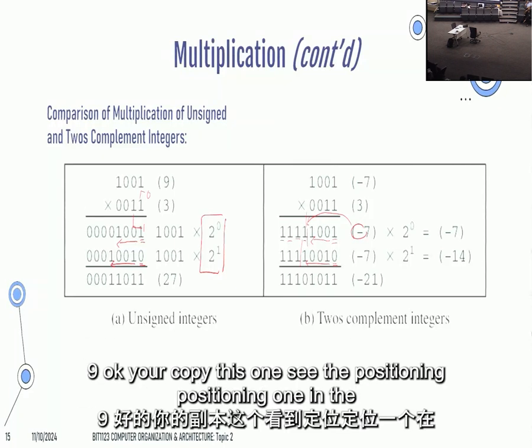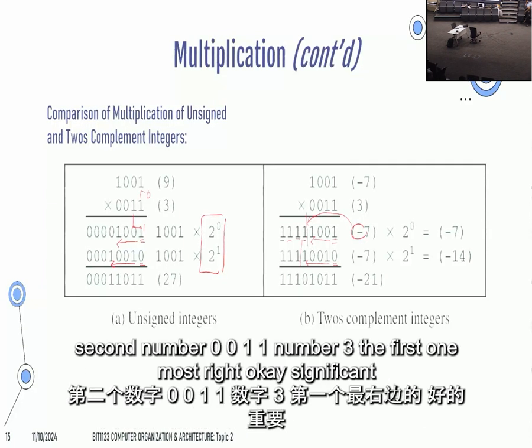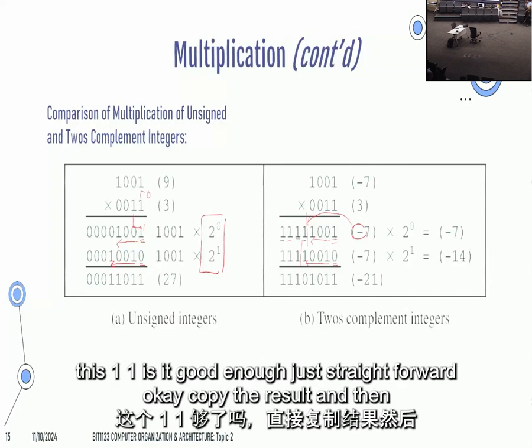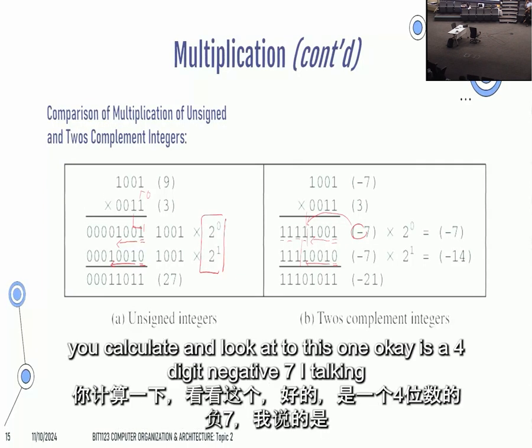Okay, you copy this one. See the positioning. The second number is 0011, number 3. The first one, the most right, least significant bit, is a 1. The front ones are 0, 0, so there is no need to calculate. Once you have this 1, 1, it is good enough, just straightforward. Copy the result and then you calculate.